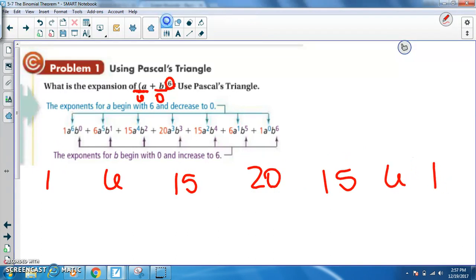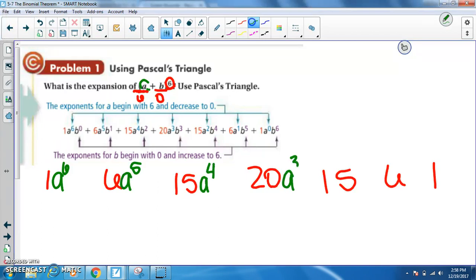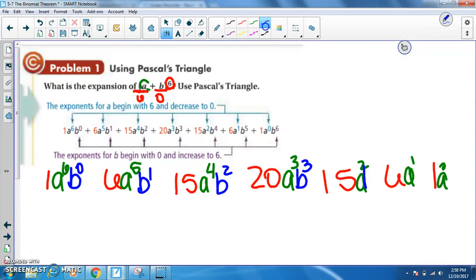Now we're going to take our first term in our binomial, which is a, and start it at the 6th power. Then we'll go down to the 5th, a to the 4th, a to the 3rd, a to the 2nd, a to the 1st, a to the 0. Then we'll start our second term, b at the 0, b to the 1st, b to the 2nd, b to the 3rd, b to the 4th, b to the 5th, b to the 6th. If we have a positive in our binomial as our sign, all signs are positive.